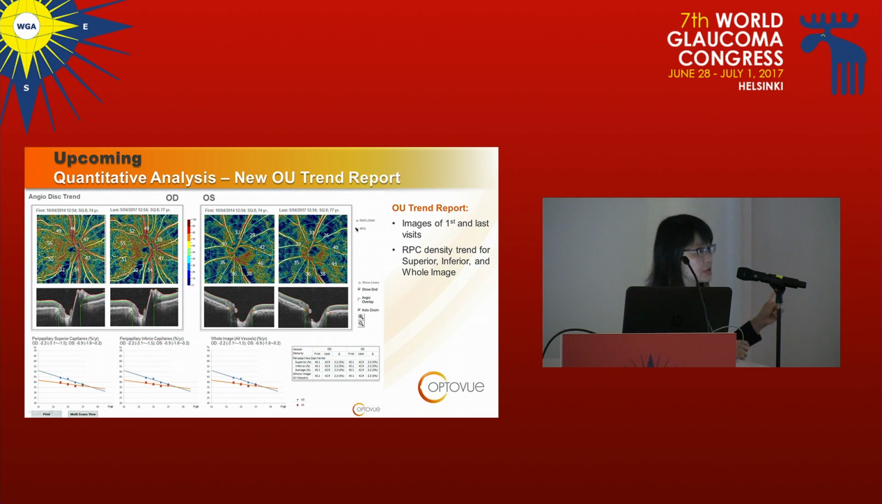And this is actually not implemented yet. It's a mock-up report. We plan to provide the trend analysis, basically showing trend OD, OS, both eyes, and showing superior hemifield, inferior hemifield, and also global change over time for vasculature. We can also provide these for the structural parameters.